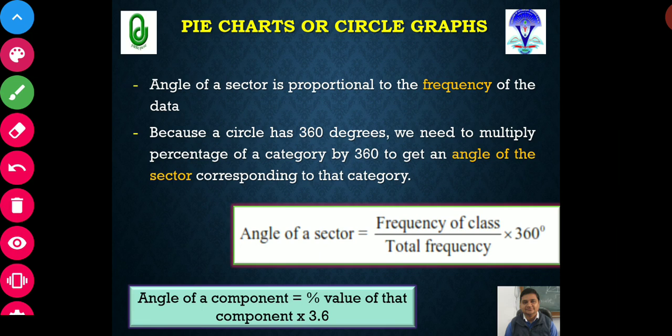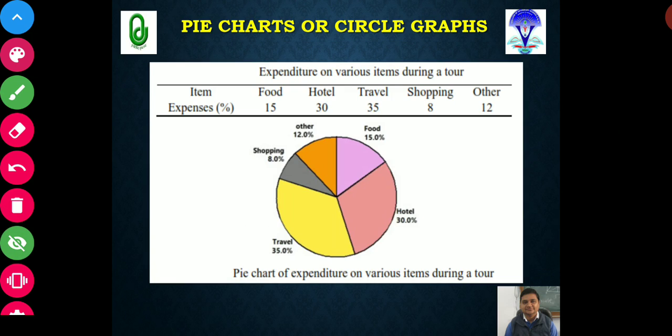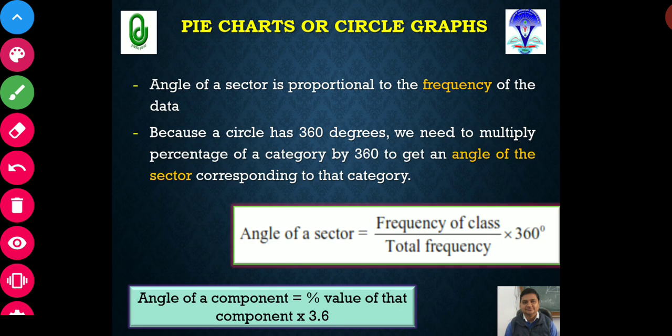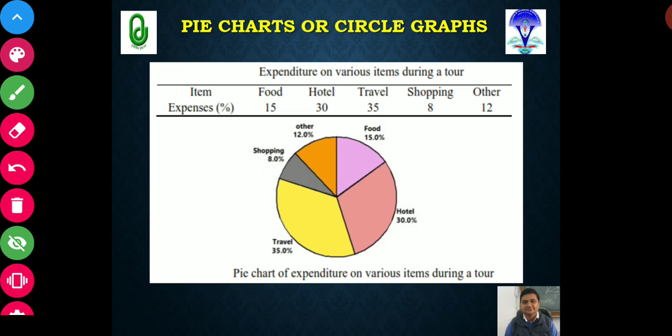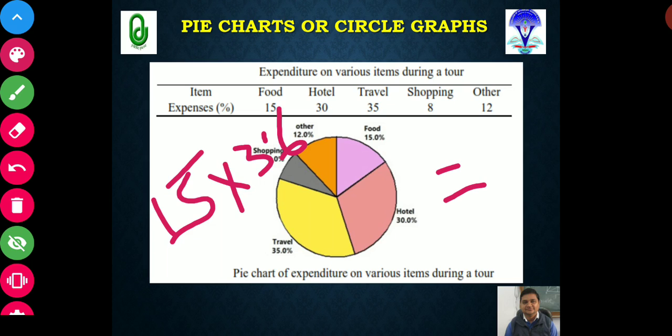This is the example of a pie chart. Here you can see the expenses on different items are being presented in terms of percentage. This percentage you can convert into the angle. How can you convert it into the angle? You can just remember the formula: the angle of a component is equal to the percentage value of that component into 3.6. So here the percentage value of that component is 15, and 15 into 3.6 is 54.